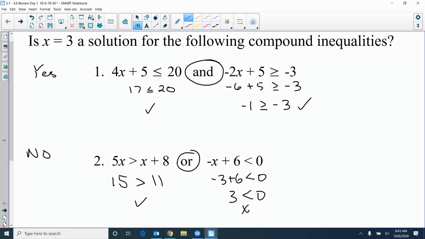Okay, so in this case, even though it didn't work for both, and this is confusing the first time you see it, it's still a solution because it just says or. It has to work for one of them or the other. So that's the big difference. For and, it has to work for both of them. So if I change this to the word and, you would say no, it's not a solution. But since it says or, it just has to work for one of them. So know the difference between and and or.